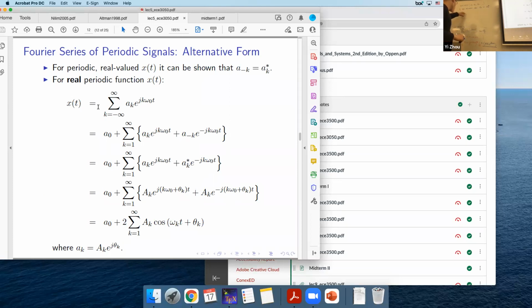We call this a_k the spectrum of this signal, because these are representations under all these complex exponential signals, and each complex exponential has its unique frequency. So this generates a spectrum representation of the signal. This says that if the signal is real valued, then the spectrum is conjugate symmetric. The spectrum in the positive part is conjugate to the spectrum of the negative part.